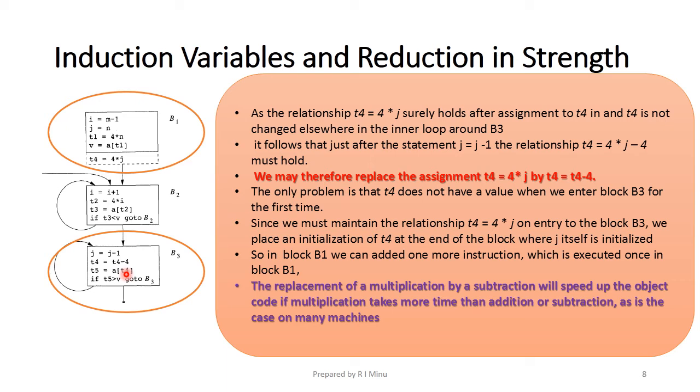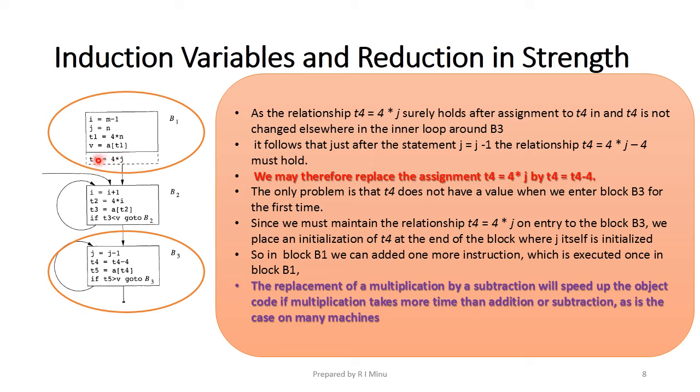So somehow we need to initialize the value. What is the initial block? It's our block 1, which is outside the loop that is entered at B2. We should not write anything inside B2, because again it would become an induction variable. So we take that initialization statement outside the inner loop. In our B1, we just add T4 is equal to 4 into J.